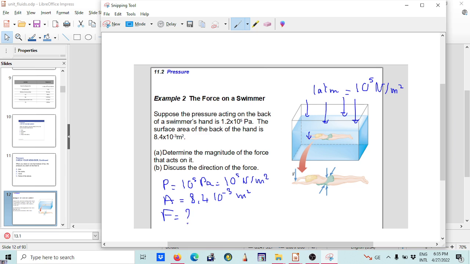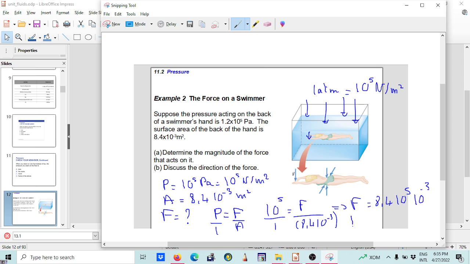Find the force. Okay, so you can pause the video and it's easy. So you just use the equation that the pressure is the force divided by the area. So we have the pressure, which is 10 to the 5. That's going to be the force, and that's going to be the area, which is 8.4 times 10 to the negative 3. Right? So the force is going to be 8.4, you have a 10 to the 5, and you have a 10 to the 3. So the force is going to be about 8.4 times 10 to the second Newton.